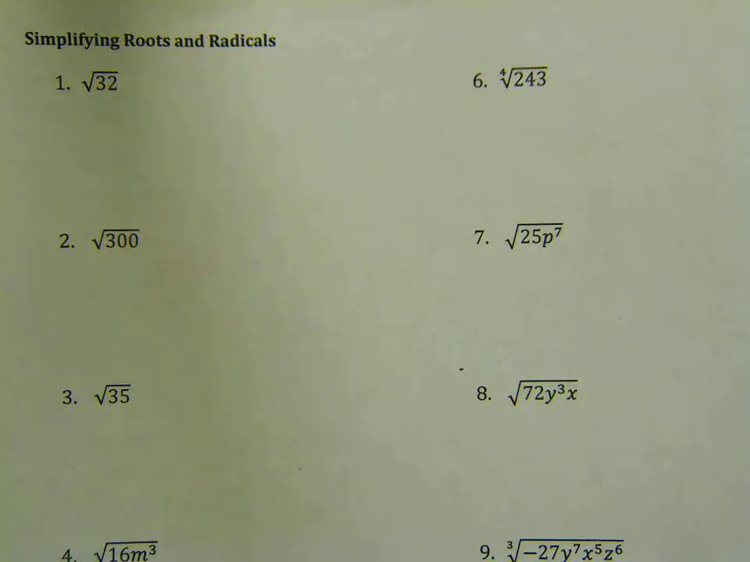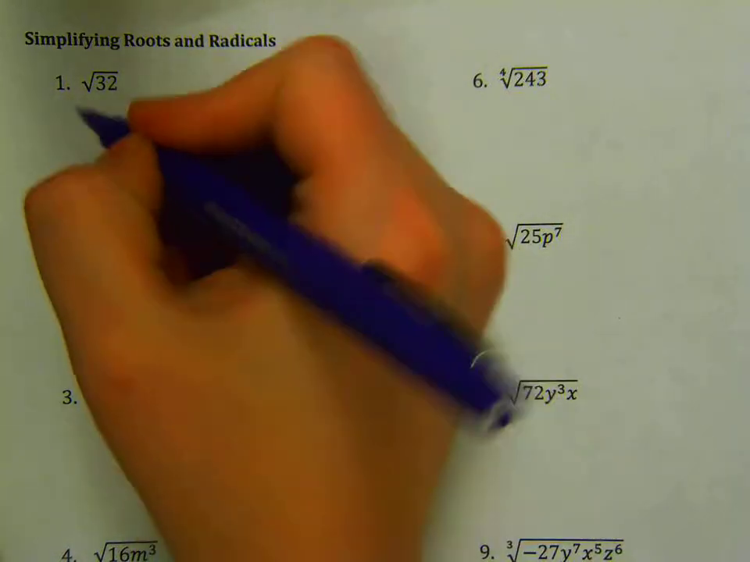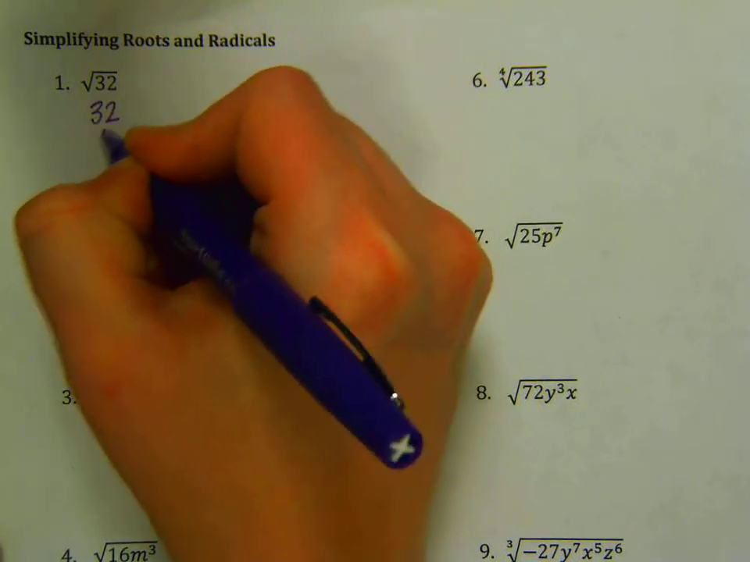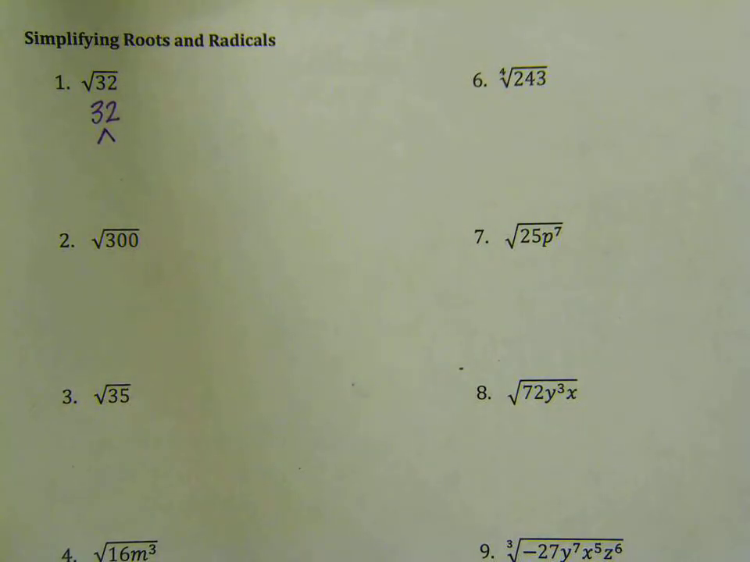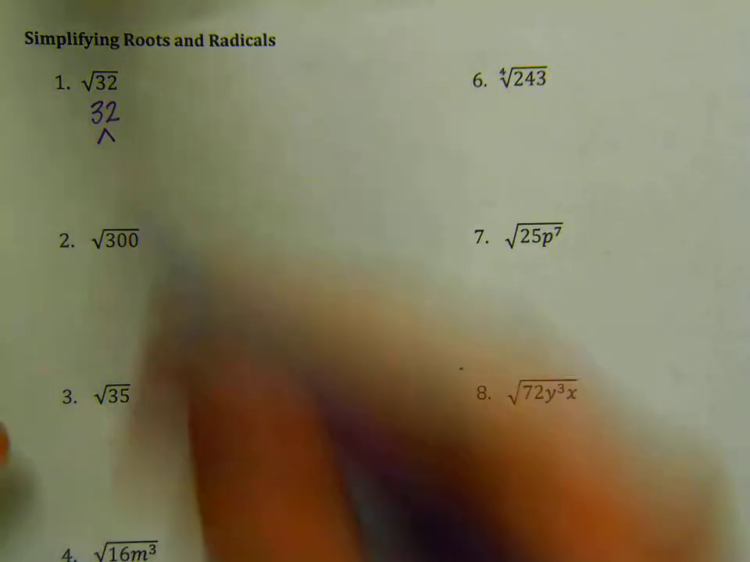So 32, I'm actually going to create factor trees for all of these. So 32, I need to come up with 2 numbers to multiply to give me 32. I don't care which numbers they are. What times what is 32? 16 and 2. You could have done 8 and 4. That works fine too, so whatever one you want to do, it's going to get you the same answer in the end.